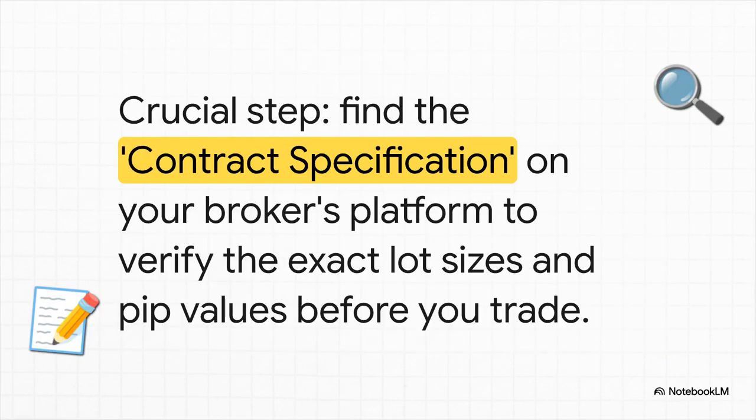So here's your homework. Before you even think about placing another gold trade, find the contract specification page or document on your broker's platform. It's going to tell you the exact lot sizes and pip values that they use. Seriously, take the 30 seconds to find and verify these numbers. It is the single smartest thing you can do to protect your capital.